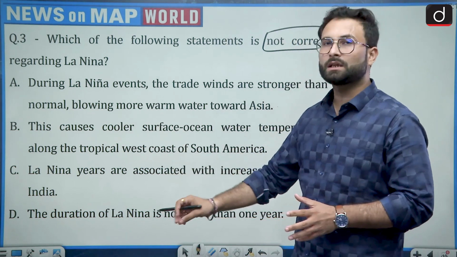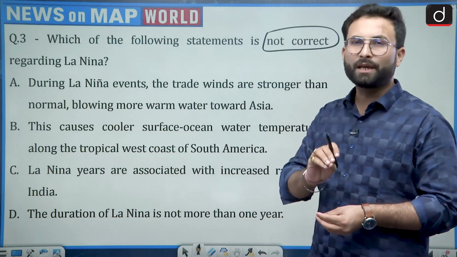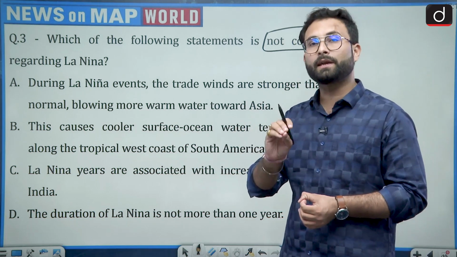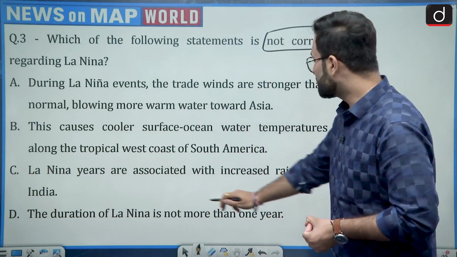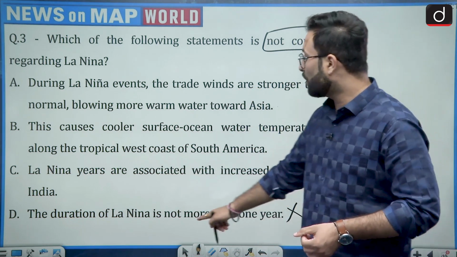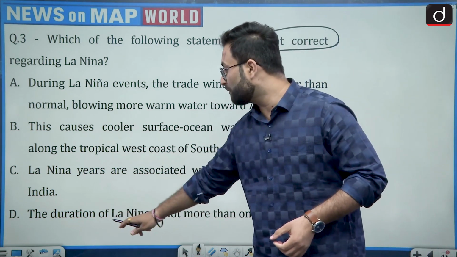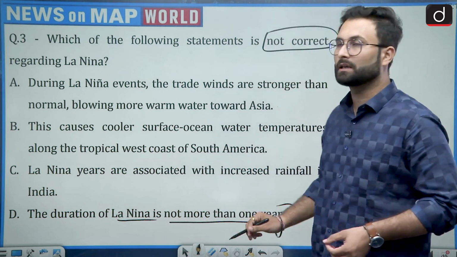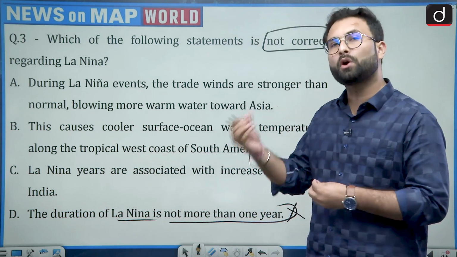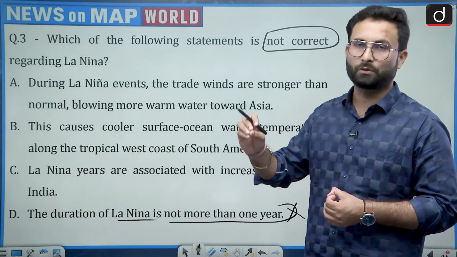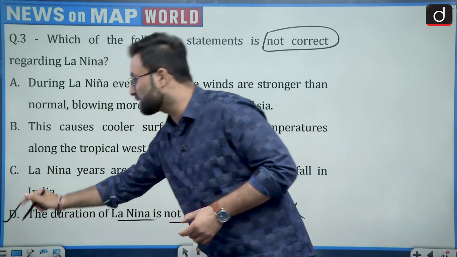The duration is normally around 9 to 12 months, but again it can go up to years. Okay, so this statement becomes wrong. They are saying that the duration of La Nina is not more than 1 year, but in some cases it can go beyond 1 year, it can go for years. Okay, so option D is your right answer because it is wrong.